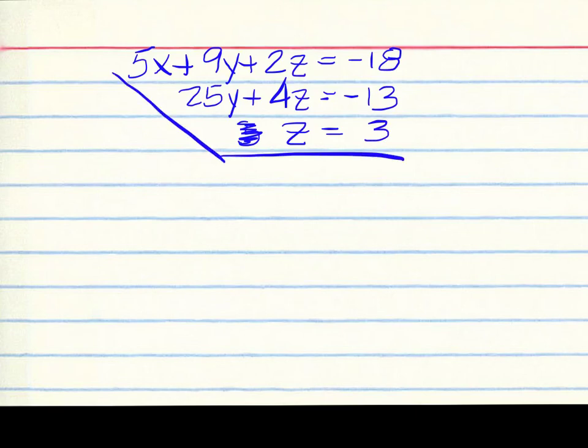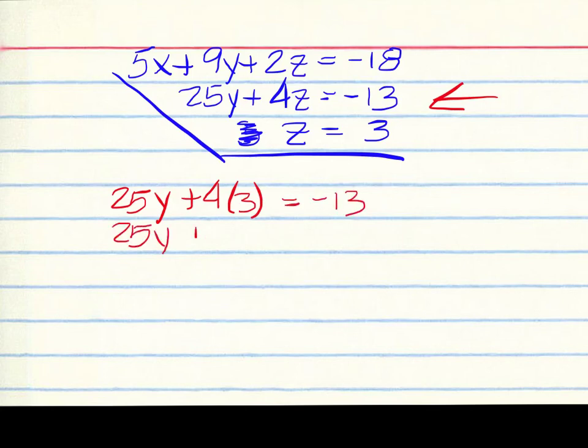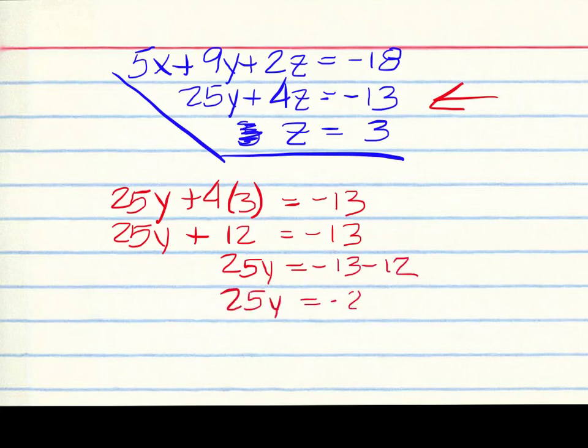So we're going to plug in z equals 3 into the second equation. So that's a 4 times 3 equals negative 13. That'll give us a 12, which we're going to have to bump to the right. It'll become minus 12. And that gives us 25y equals a negative 25. So clearly the answer would be negative 1.